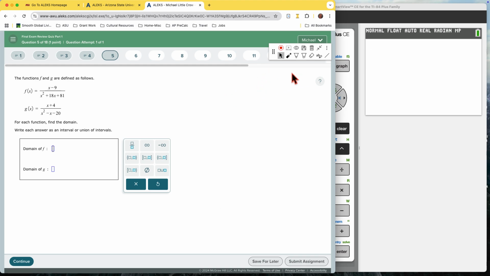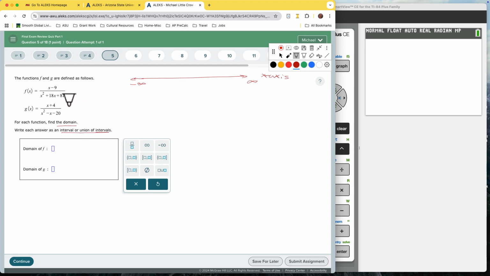For the final exam review quiz, part 1, we are given two functions and we're asked to find the domain. That means what are the values of x. Here's our x-axis. We don't need the y-axis, that's all we're looking at. It goes from negative infinity to positive infinity, and we're looking for the interval or union of intervals.